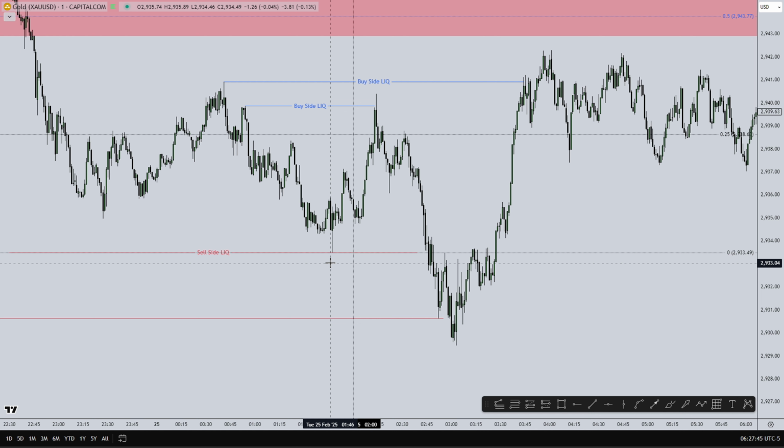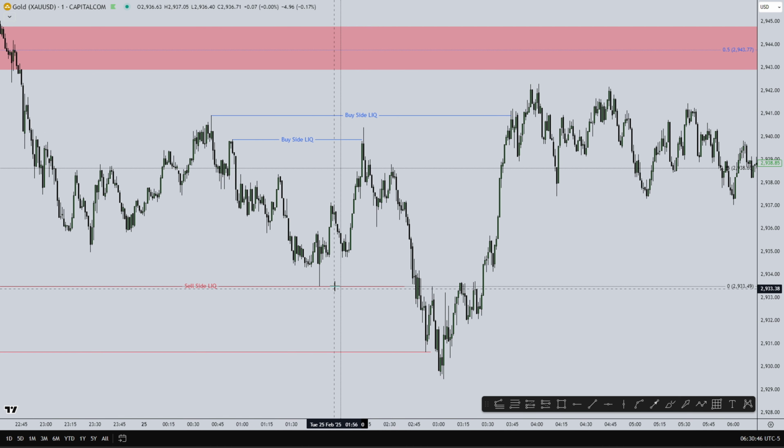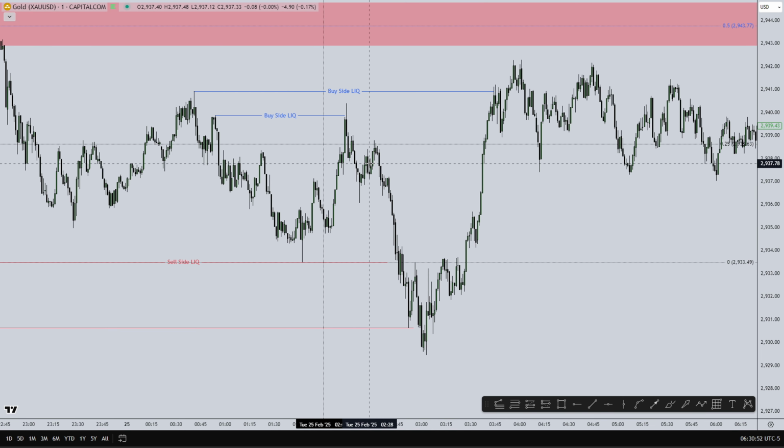I thought the price would go straight to the sell side liquidity before moving to the higher prices, but it didn't. It kept pushing to the higher prices and taking this buy side. And I will explain why moves like this happen before the market goes in your expected direction. After that, price started to go to the lower prices, as you can see from here, targeting this sell side.